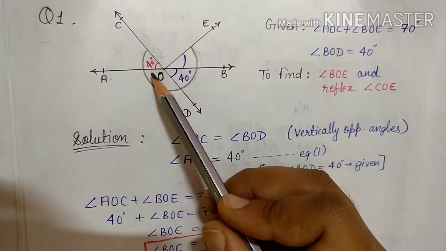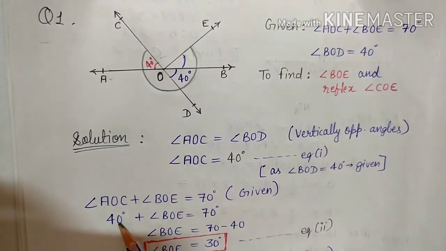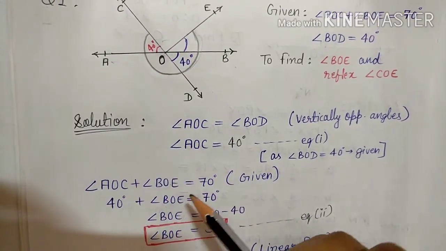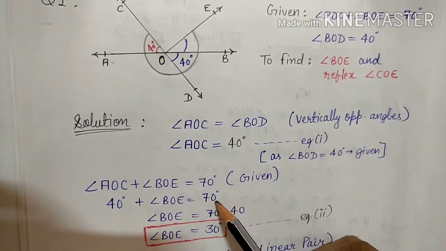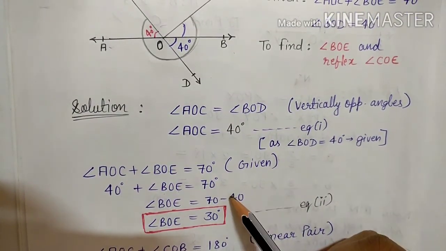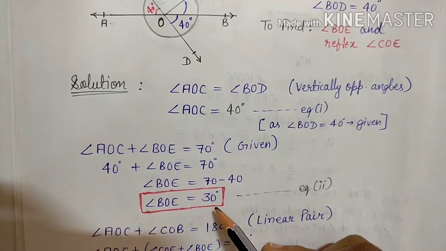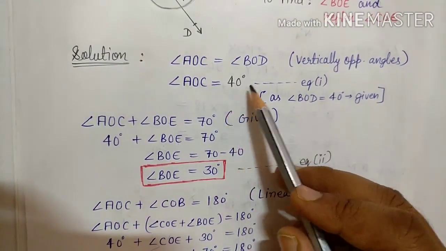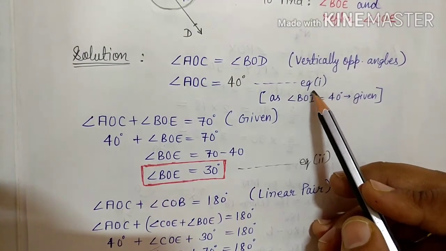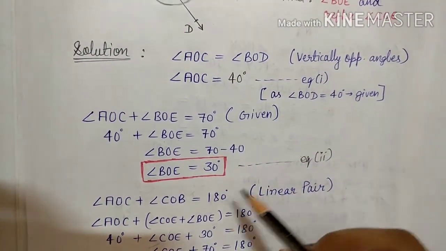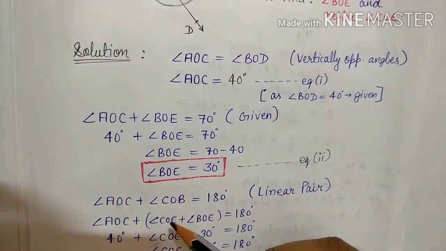We have already found angle AOC, so in place of AOC we can put 40 degrees plus angle BOE equals 70. Transposing 40 degrees to the right-hand side, angle BOE comes to 30 degrees. This is our second equation. After taking the first and second equations, we move towards angle AOC and angle COB.